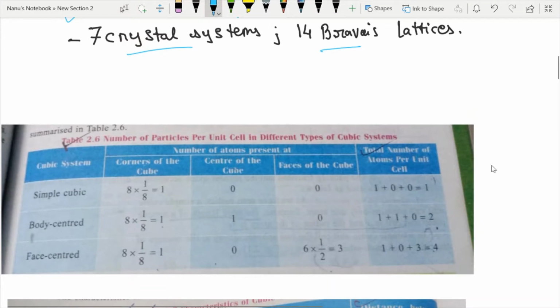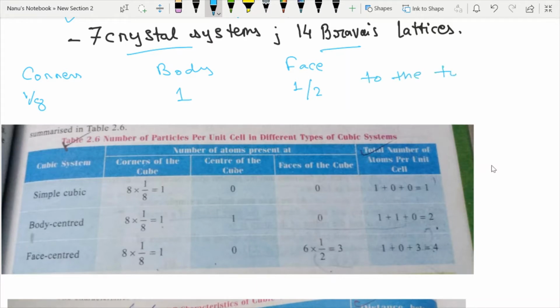Okay, so in this simple cubic, this table I really liked because it captures everything. As we know, atoms can be present at the corners, at the body, and at the faces. If it is present at the corner, it will contribute 1/8. If it is present at the body, it will contribute a total of 1. And if it is present at the face, it will contribute half to the total atom count.